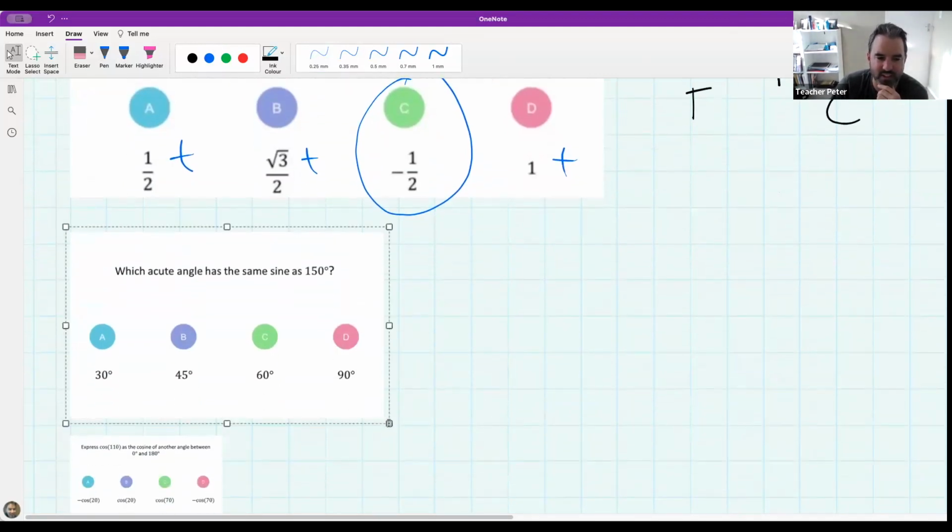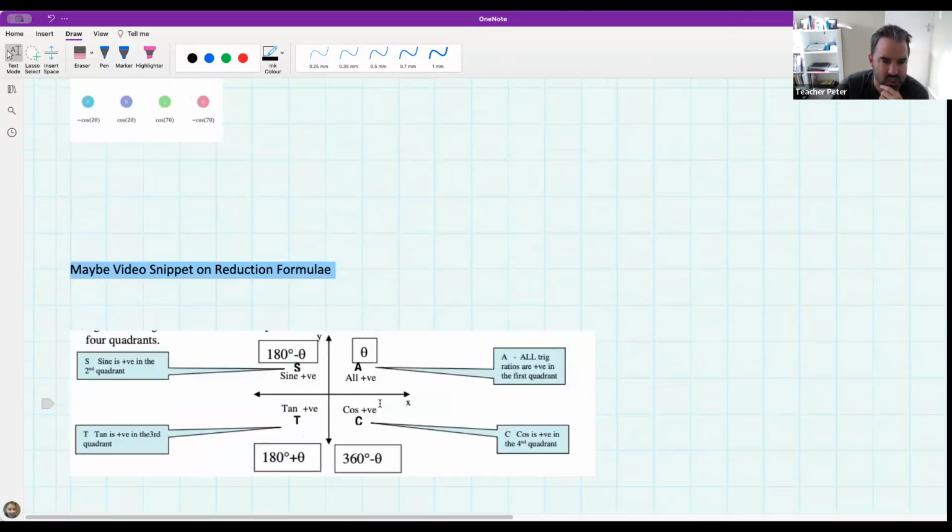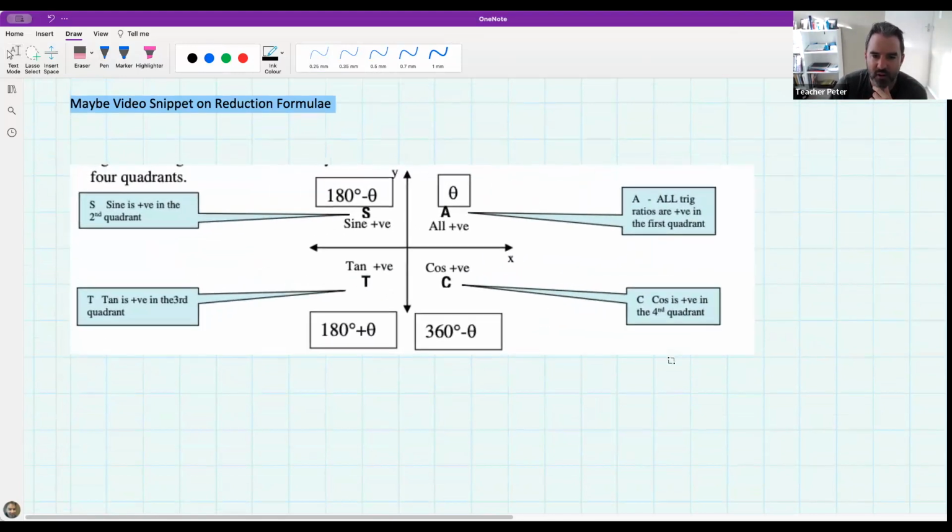Okay, this is getting to the reduction formula, so I will skip that for now. Okay, let's finish off with a little bit of a preview. Now, if we want to make things a little bit more exciting, we can start to label the types of angles we get in the different quadrants.